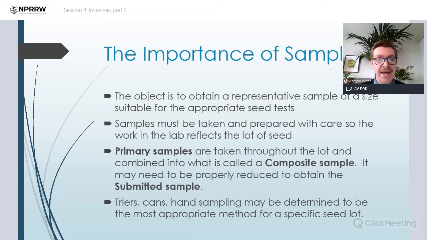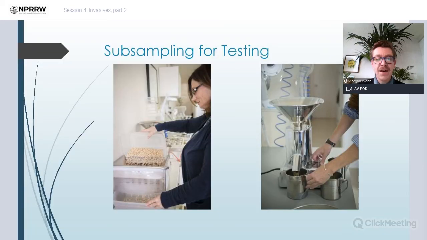And triers and cans and hand sampling, depending on how your seed lot flows and what your seed lot is, can be important in different ways of sampling a seed lot. And so sometimes, especially if it's a mixture, it is really, really difficult to sample, because you have different size seeds within there. So we could do a whole 2-day course on sampling, but that's all I'm going to do to touch on it, other than this next slide, which shows some of the sampling techniques that we use in the seed laboratory.